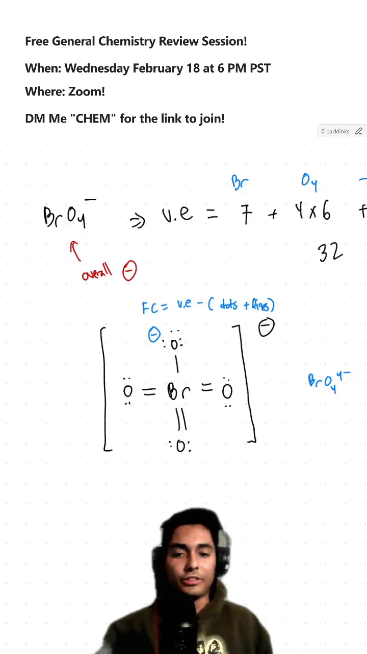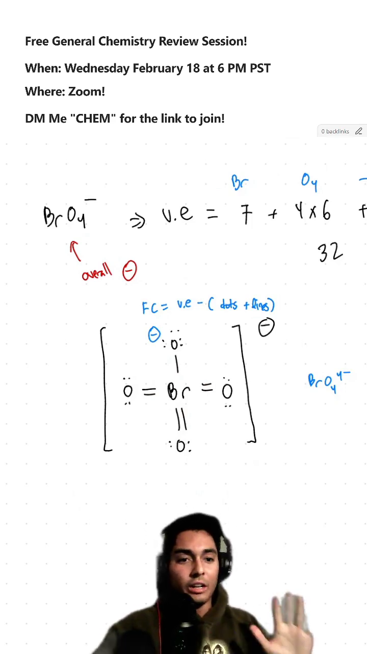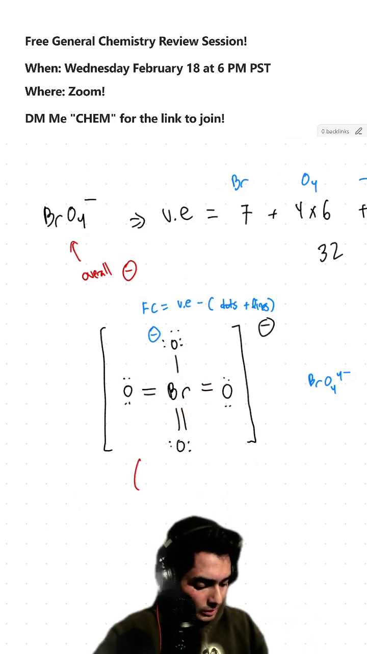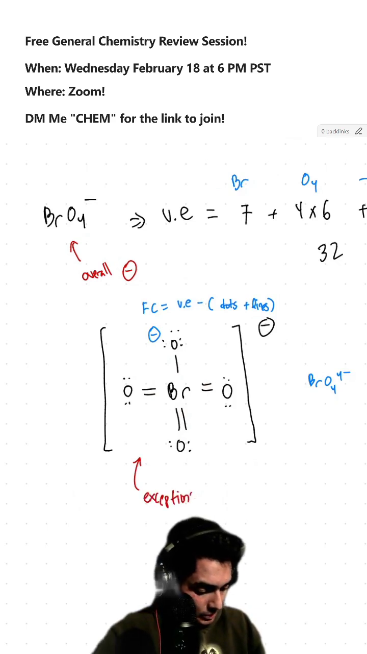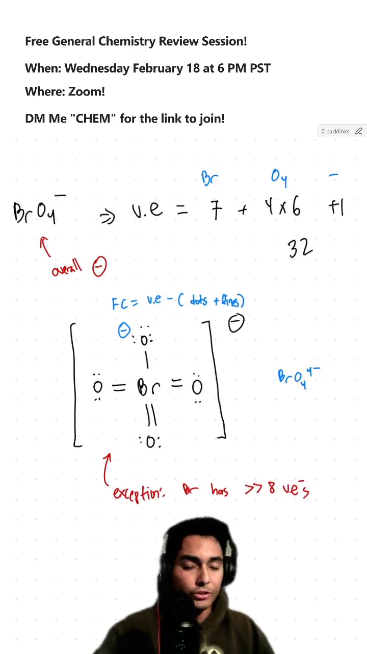Okay, so that's BrO4 minus. This is an exception. You typically need 8, but bromine has an exception here because we need to satisfy the charge balance. Bromine has way more than 8 valence electrons. So sometimes there's going to be exceptions.